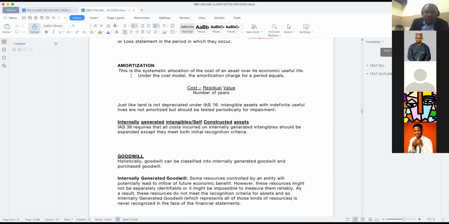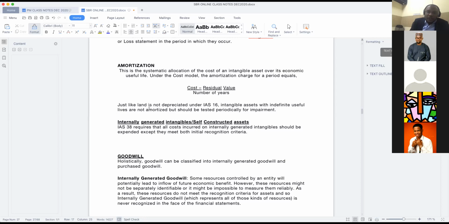All right, so amortization is the systematic allocation of the cost of an intangible asset over its economic useful life. Under the cost model, the amortization charge for a period equals cost minus residual value over the number of years.